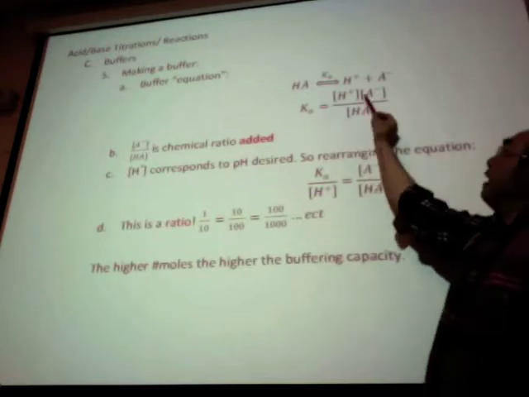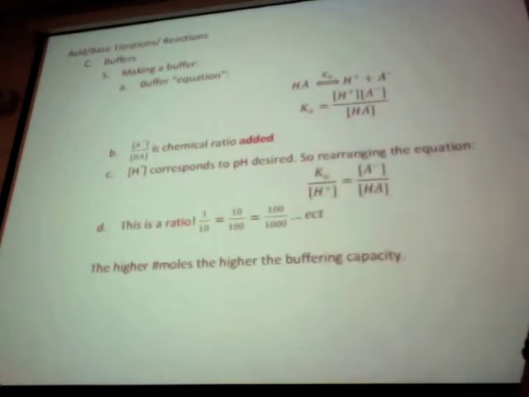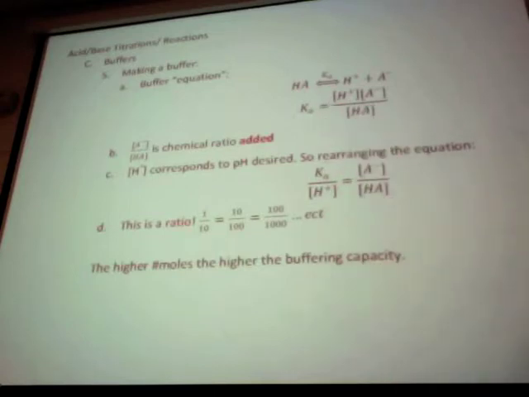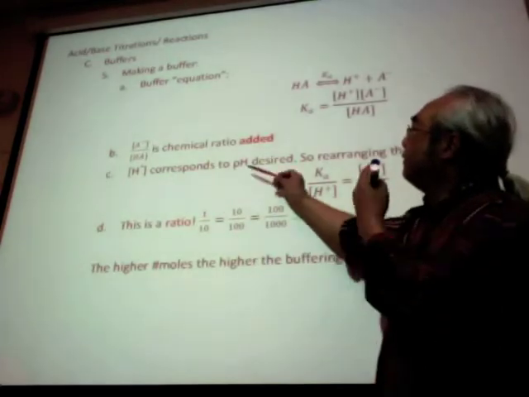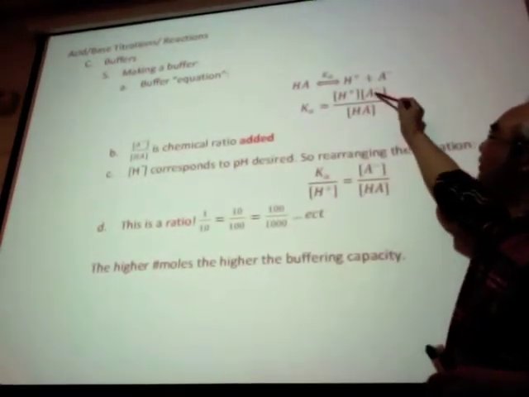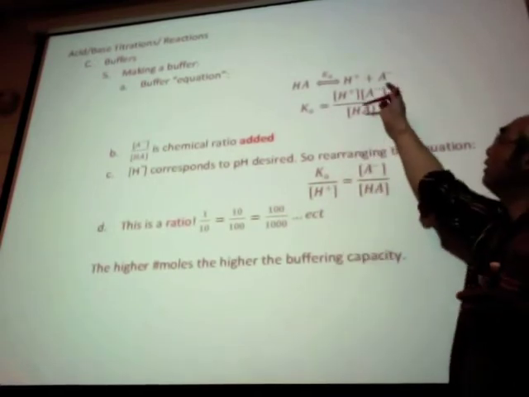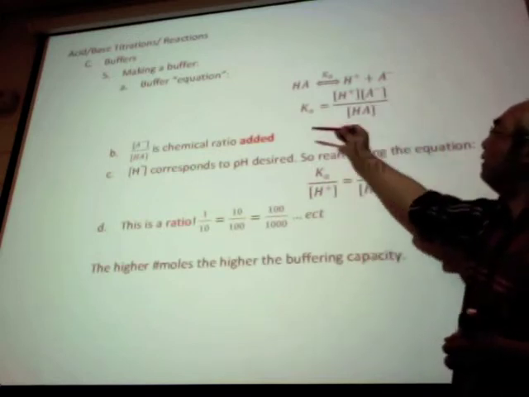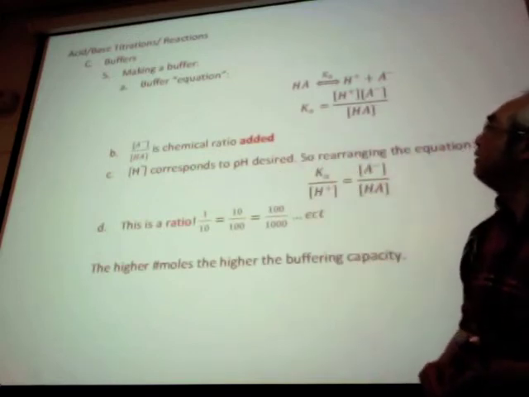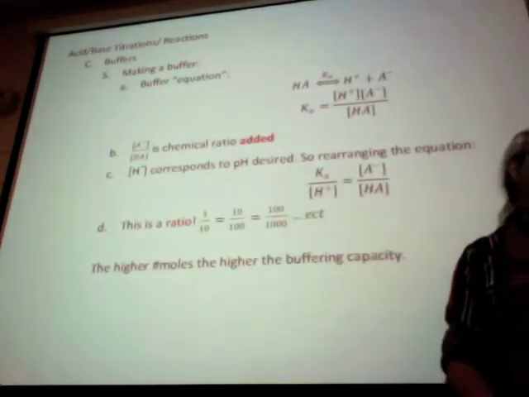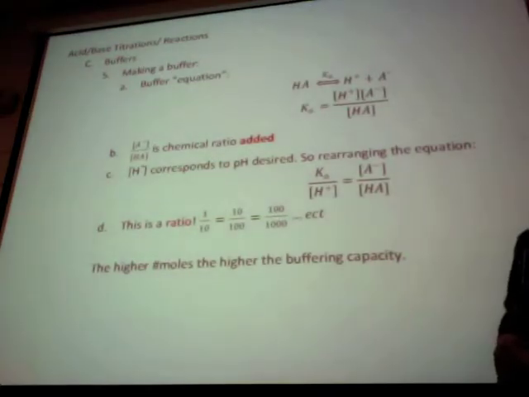Okay, so anybody can memorize this formula, right? So this is my buffer equation. Again, this ratio will indicate the two chemicals externally added is not ionized from one chemical. Okay, keep that in mind. Ratio added. So the H plus will correspond to your pH desired, whatever the level you want to maintain at.